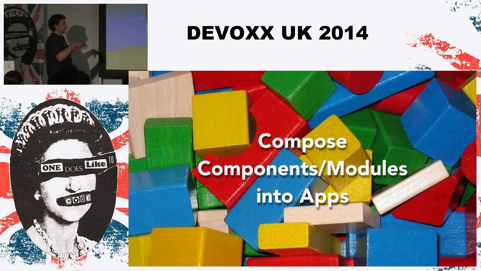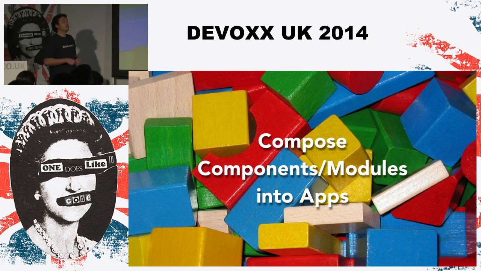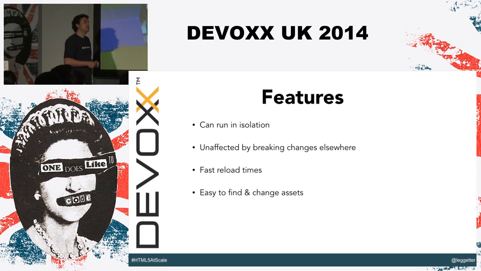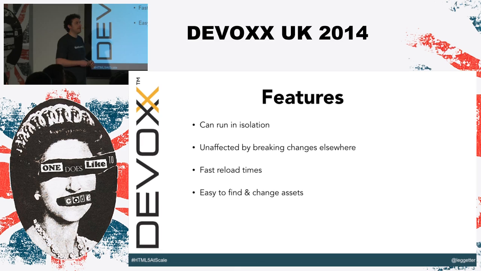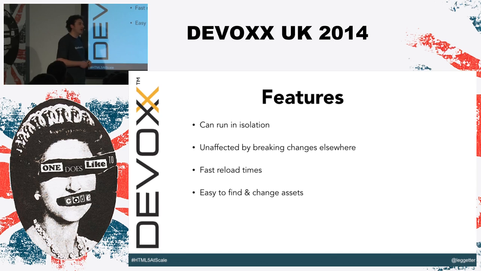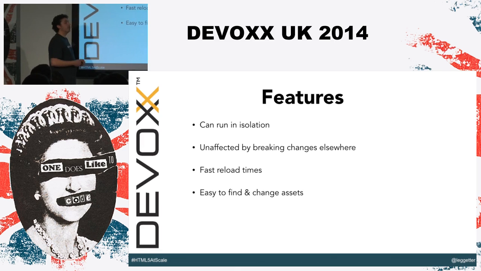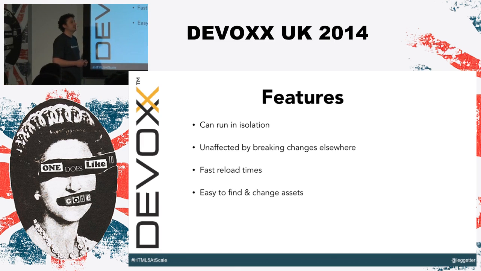Now, this is just a short intro. Sorry, you're talking about isolation on the previous slide. When you say run in isolation, what does that mean? It does mean running that single feature on its own, without any of the other application features needing to be run at all. As I go through, hopefully it will make sense.